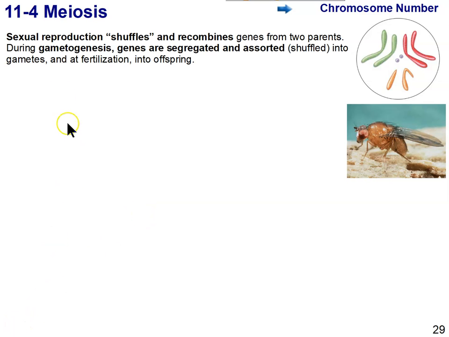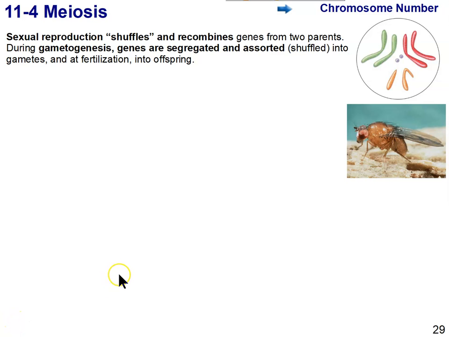So as Mendel discovered, during the production of gametes, gametogenesis, genes are segregated and assorted, another way of saying shuffled, into gametes, and at fertilization they are then recombined into offspring in such a wide variety of possible combinations that no two offspring are alike. And that's all because of the process of meiosis.